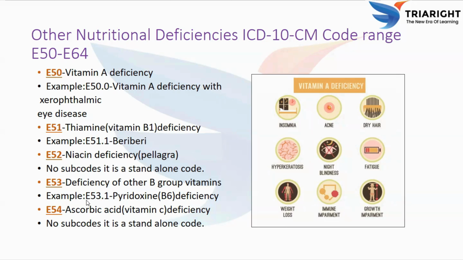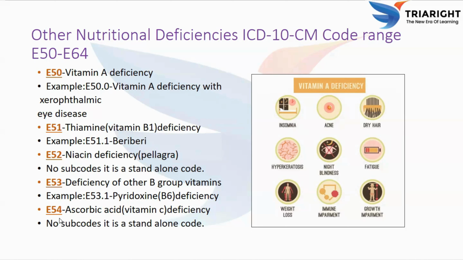So next, coming to the code E53, what is it? Deficiency of other B group vitamins. So this includes other B group vitamins. What are they? Vitamin B6, vitamin B2, and vitamin B2 is nothing but riboflavin. So this causes anemia, skin disorders, and also nerve problems.